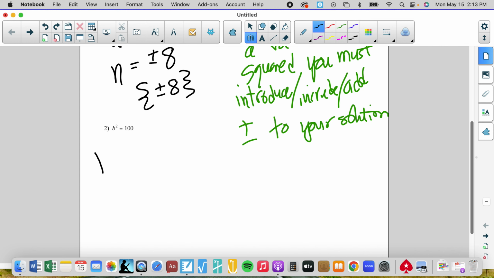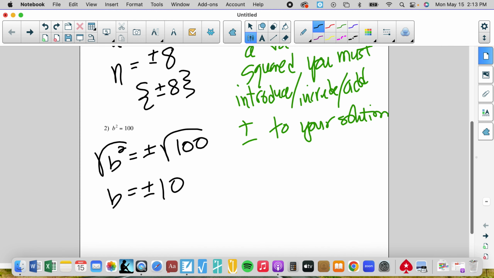So we have b squared, and we're going to take the square root of b squared. You can introduce the plus or minus here once we take the square root of a variable being squared. The square root of b squared gives me b, plus or minus. 100 is a perfect square, so plus or minus 10. As nice and easy as that.